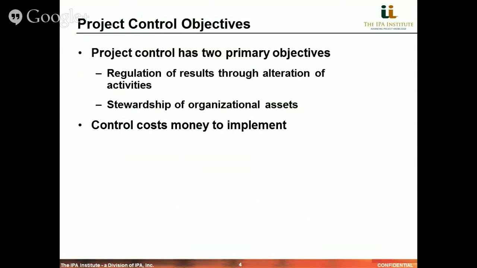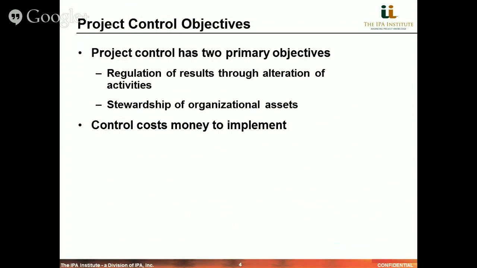The second element of project control should be the stewardship of organizational assets, meaning tracking, being able to clearly understand and manage and prevent waste of critical organizational assets such as money, obviously, time, and the resources that are used as part of a capital project.